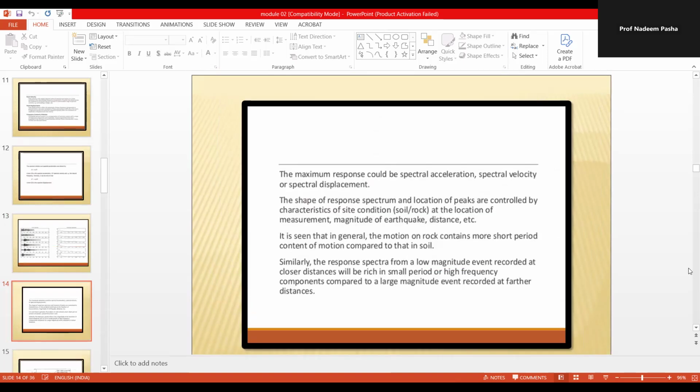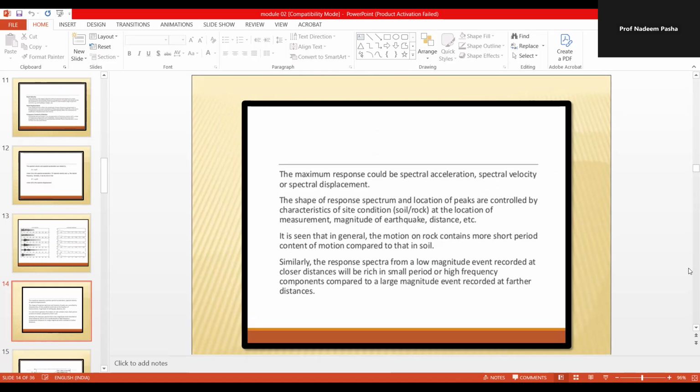Now, the maximum response could be spectral acceleration, spectral velocity, or spectral displacement, either of the three. You cannot say that spectral acceleration will be more, or spectral velocity will be more, or spectral displacement will be more. The maximum response could be either of the three.